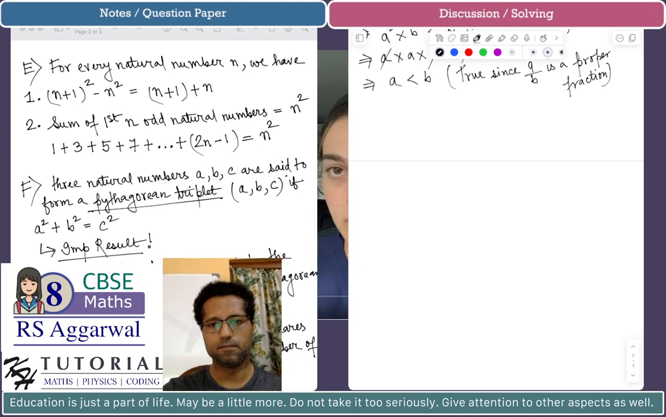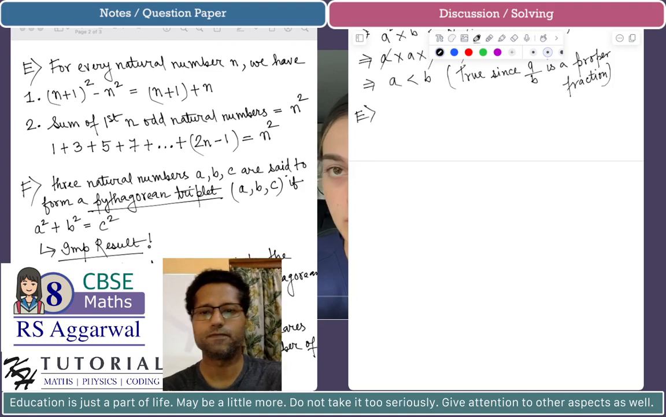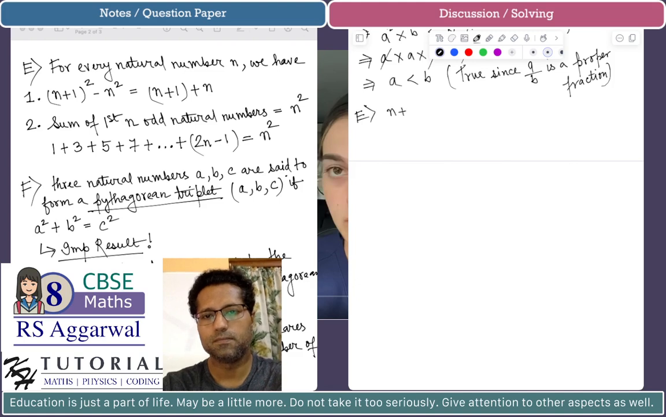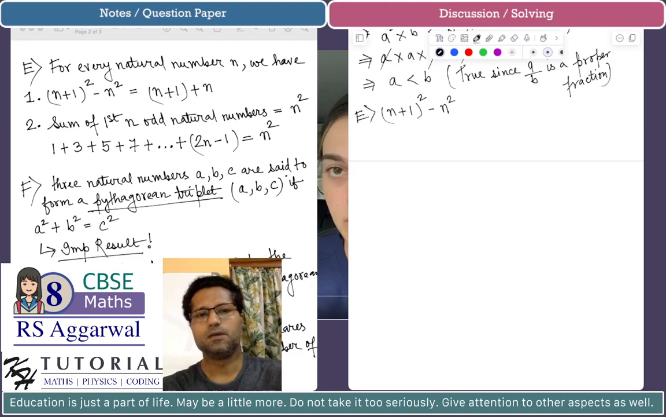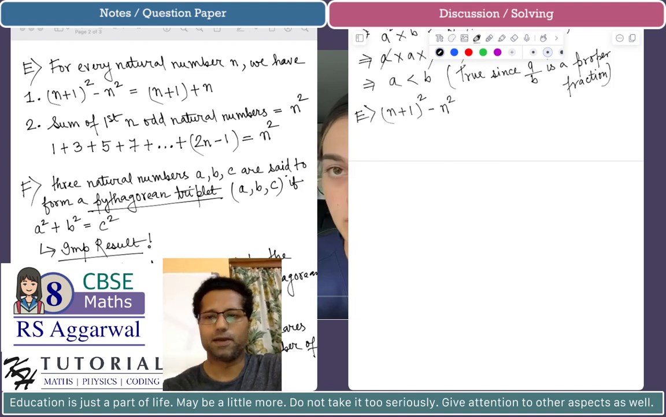is E, which says that for every natural number n, if we consider n to be any natural number, that is 1, 2, 3, 4, 5, 6, 7, 8, like that, counting numbers, then we have n plus 1 square minus n square. Now what is this? Basically this is the difference of two consecutive perfect squares.